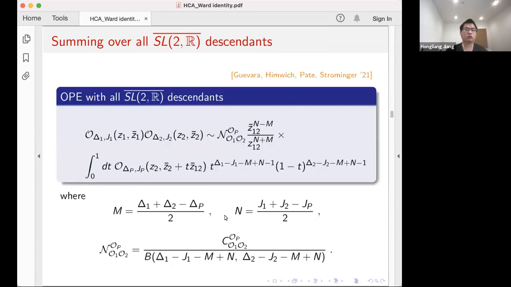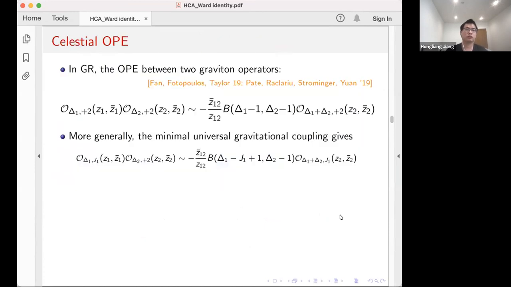After doing those computations, it's easy to find that we have this OPE. So we have this O delta 1 J1, O delta 2 J2, and then on the right-hand side we have the OPE with all the SL2 descendants. Especially we have this integral, and this is the kinematic factor, and this N is just some constant related to the OPE coefficient. So this is the second important ingredient.